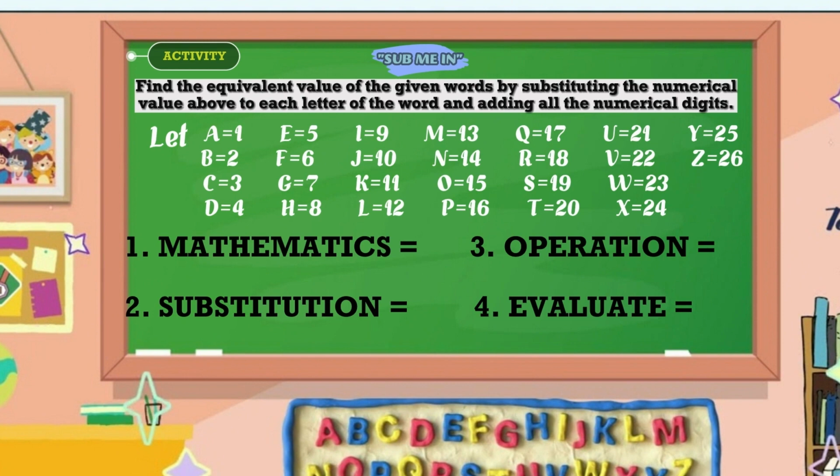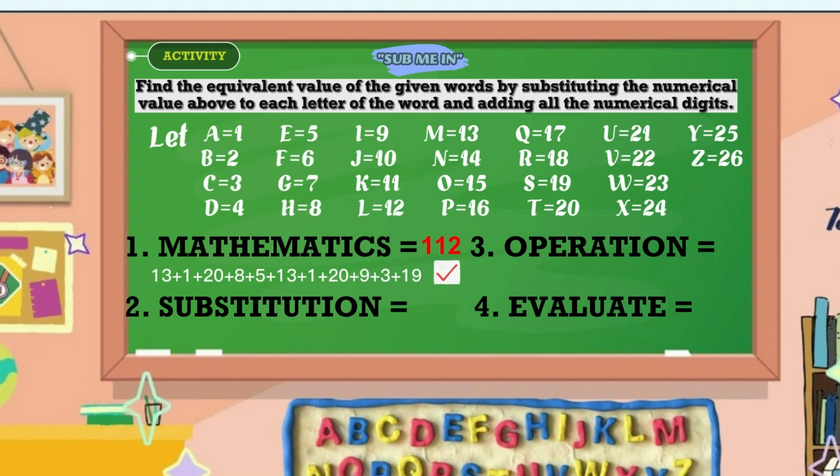Okay, so number 1, mathematics. What is your answer? 112. It is because 13 plus 1 plus 20 plus 8 plus 5 plus 13 plus 1 plus 20 plus 9 plus 3 plus 19 is equals to 112. Correct.